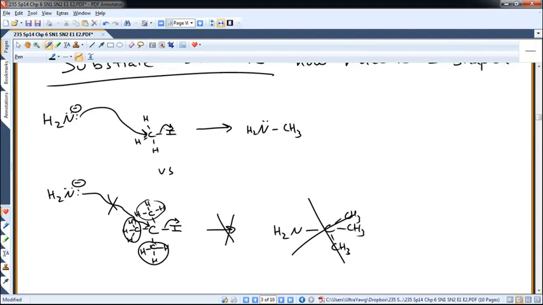So if your carbon is primary and allylic, A-L-L-Y-L-I-C, it'll react faster than a primary carbon for SN2 chemistry, which will react faster than a secondary, which will react faster than a tertiary to the point where tertiary doesn't even happen at all. And what I'm going to do is I'm going to put 2 of these, meaning tertiary is terrible. Under SN1 conditions, it's the opposite, right?